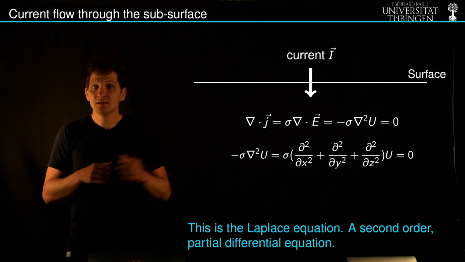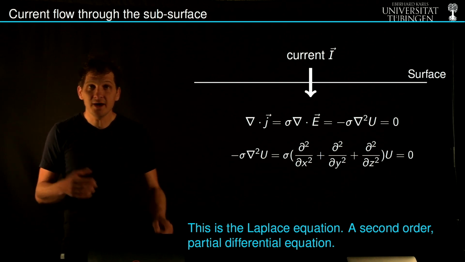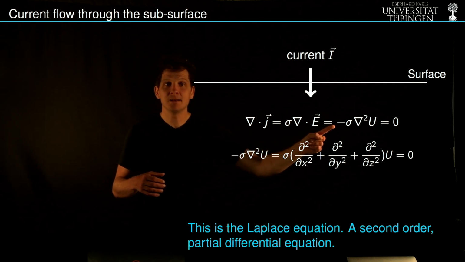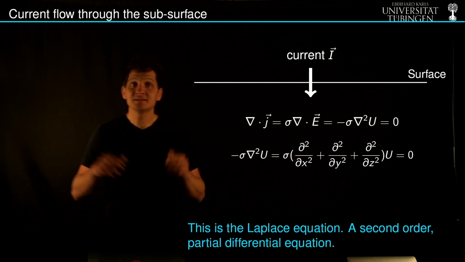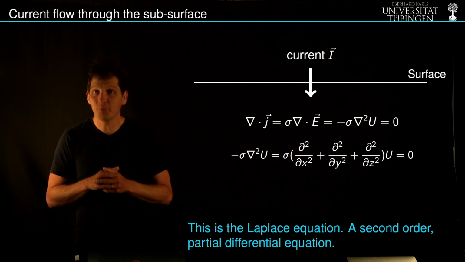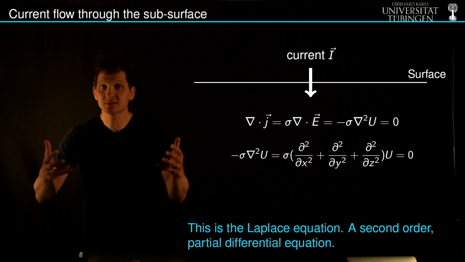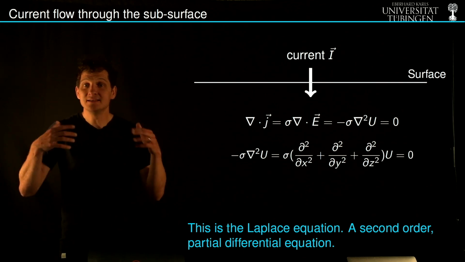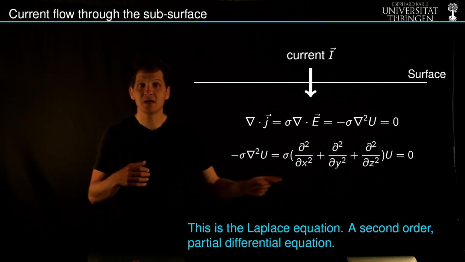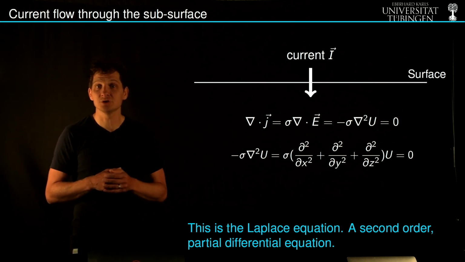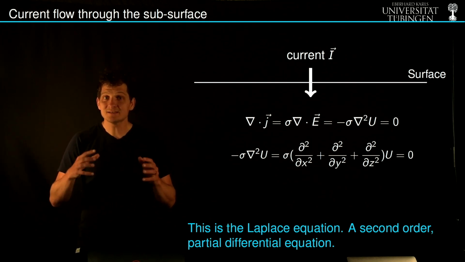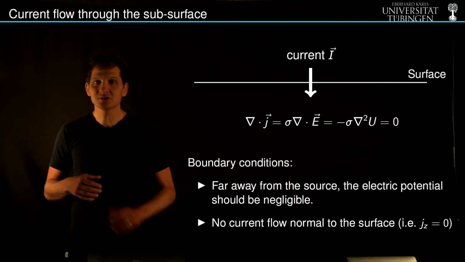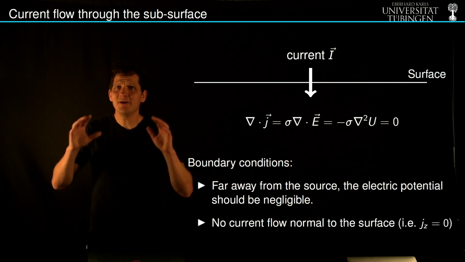So using this conservation law, we finally arrive at the governing equation, which is the Laplace equation. And this Nabla operator squared is called the Laplace operator, and in essence it contains the sum of the second derivatives, and down here I spelled this out for Cartesian coordinates. So this equation is a second order partial differential equation, and those are generally very difficult to solve.